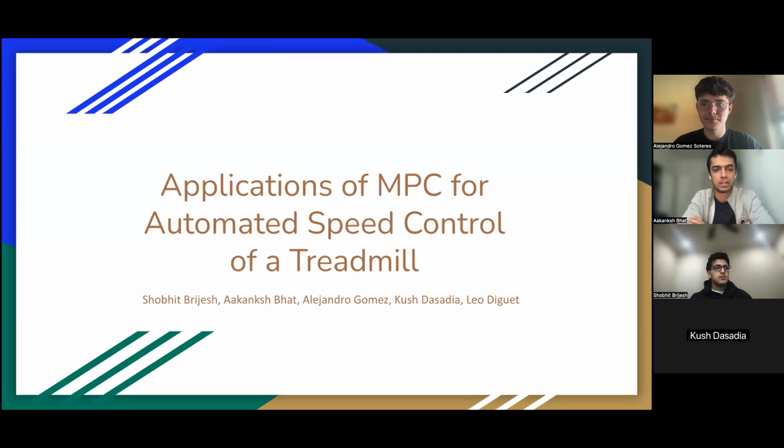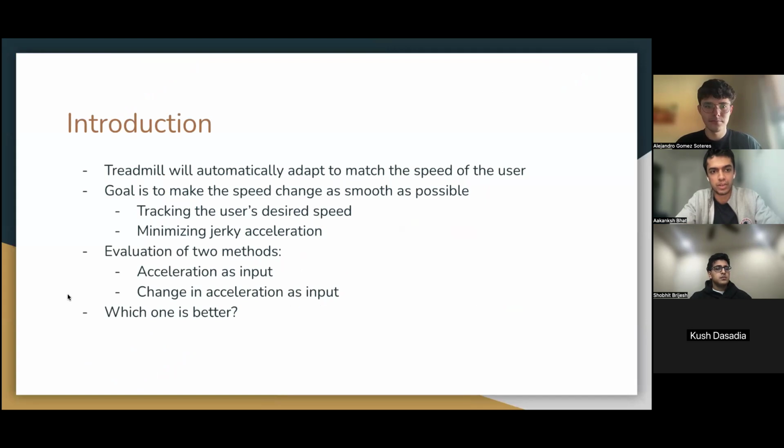Hey guys, this is our MPC project on the applications of MPC for automated speed control of a treadmill. Traditionally, treadmills require you to press a button to change speed, but automated treadmills will automatically adapt to match the speed of the user. However, the treadmills currently are very jerky and not very great for user experience, so the goal is to make the speed change as smooth as possible with two methods.